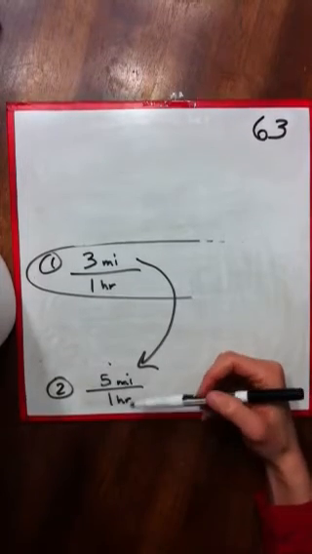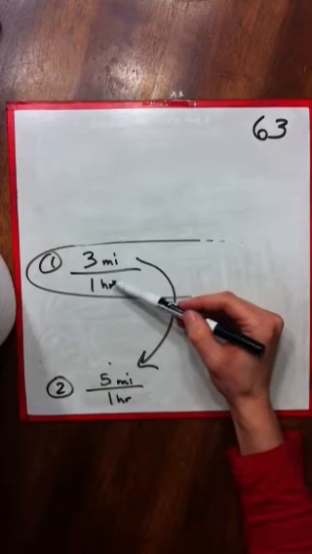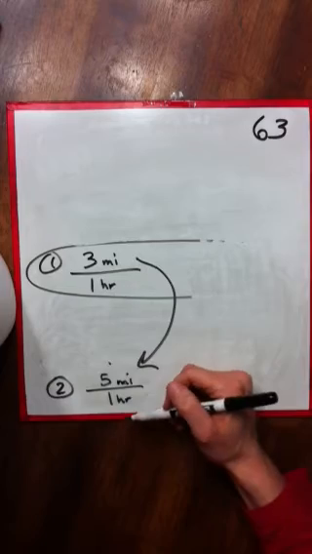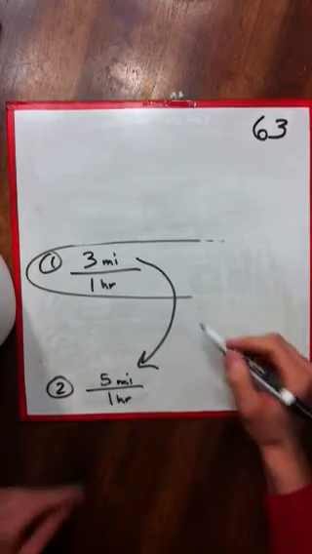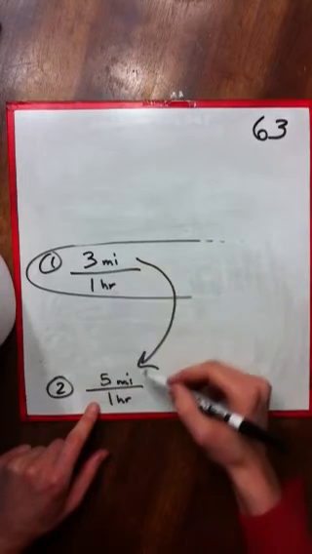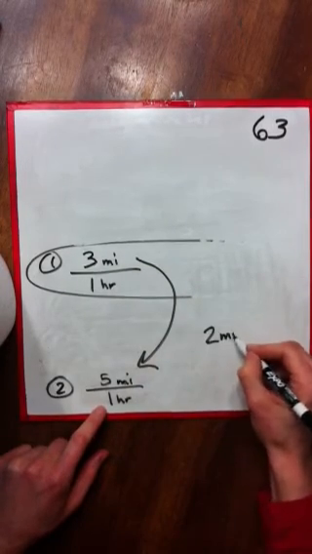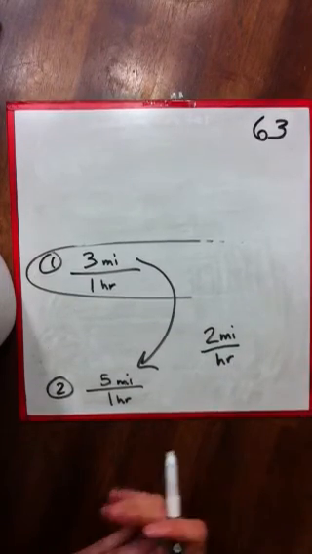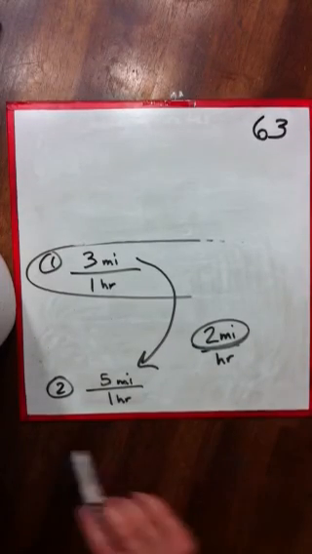Okay, obviously he did better on his first rate because he ran 3 miles in 1 hour. Actually, he did better on the second one because he ran 5 miles in 1 hour. So he increased 2 miles. Does everybody see that? 3 miles per hour to 5 miles per hour. So he increased 2 miles per hour. So the question was, how much did his rate increase? By 2 miles. And that is the answer, 2 miles per hour.